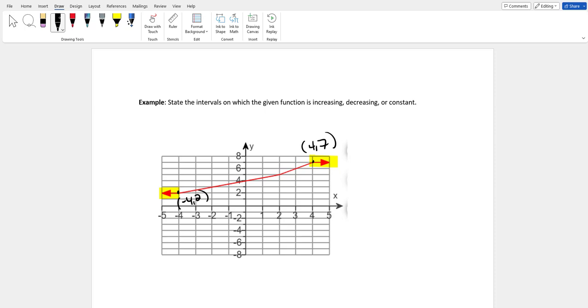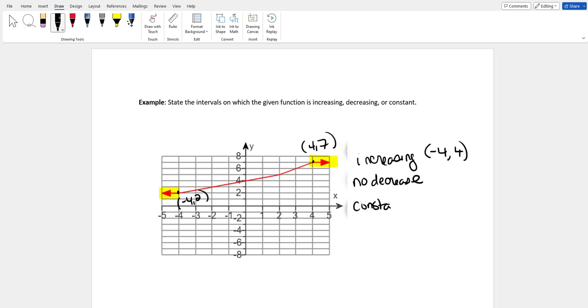So let's look at the increase. It's increasing from negative 4, 2 all the way up to 4, 7. So I'm going to write it in terms of x. So it's increasing from negative 4 to 4. There is no decrease. This graph does not dip down anywhere.